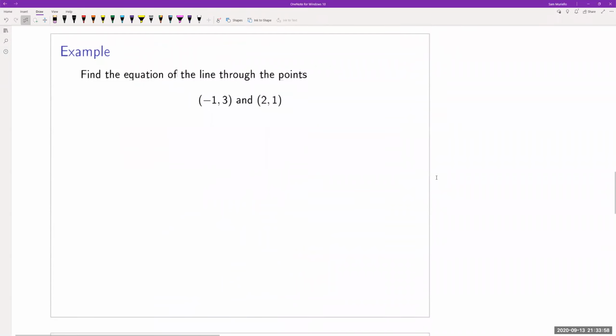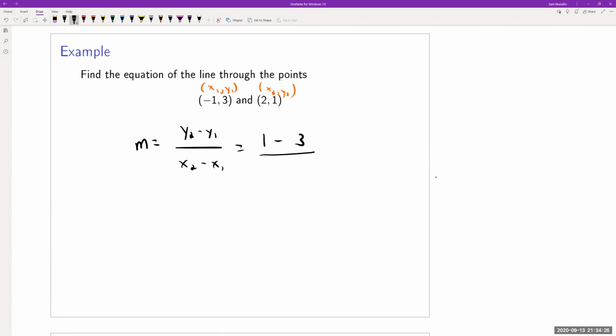Let's find the equation of the line through these 2 points. The first thing I'll need to do is I'll need to find the slope. So m is y2 minus y1 over x2 minus x1, which in this case, I'll just have to pick 1 point to be each. So let's call this one x1, y1, and let's call this one x2, y2. In this case, that will give me 1 minus 3 over 2 minus negative 1.